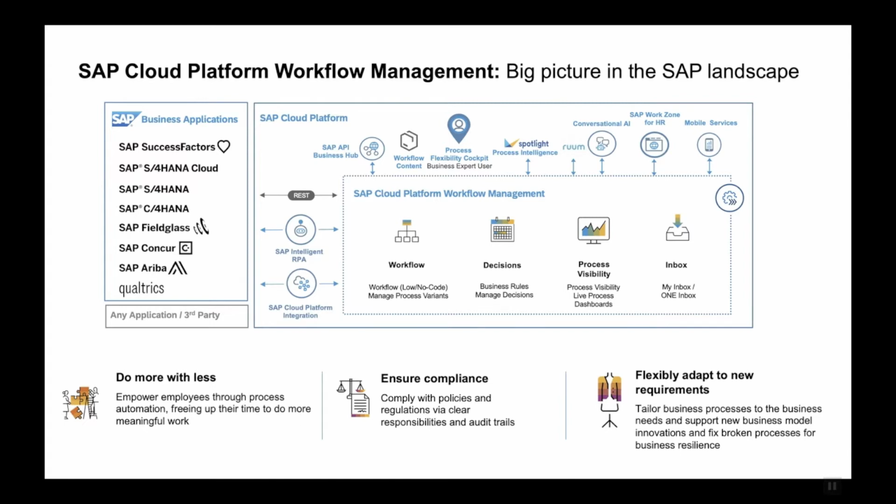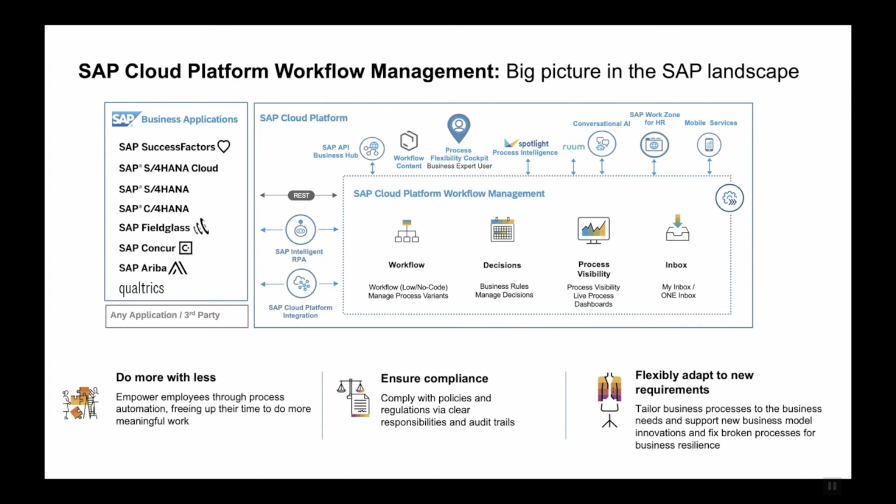SAP Cloud Platform Workflow Management can not only be used to extend business processes that are running within SAP applications, but processes that are running in any third-party applications as well. In addition to that, it can be used in combination with SAP Intelligent Robotic Process Automation to automate unstructured and repetitive tasks. It can also consume pre-built workflow content which is available from SAP API Business Hub, and then it can be used within the SAP Process Flexibility Cockpit application by a business expert user.